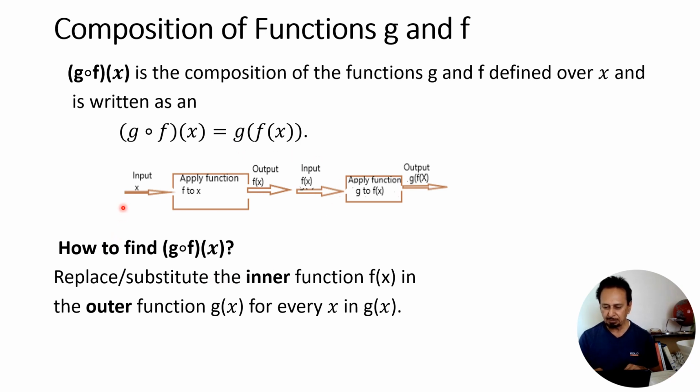Visualize: x is the input to function f, and we apply the function f to x to get f of x as an output. Then we input this f of x to another function g and apply g to f of x, and we get g of f of x as an output. So how to find g circle f of x? We substitute the inner function f of x in the outer function g of x for every x in g of x.